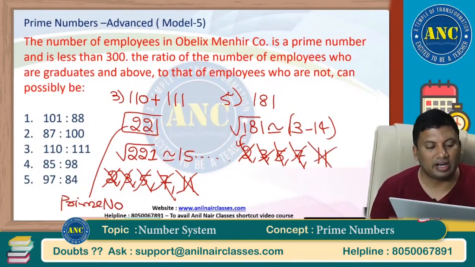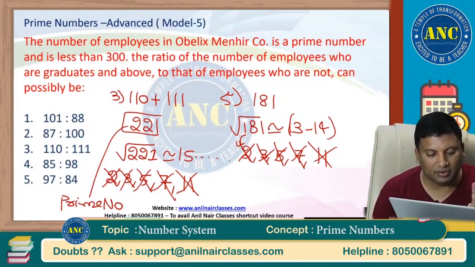So, we are not getting it. What is the question? The ratio of the number of employees who are graduates and above to that of employees who are not can possibly be. Possibly means it has to be a prime number. This is not a prime number. This is not a prime number. This is not a prime number.